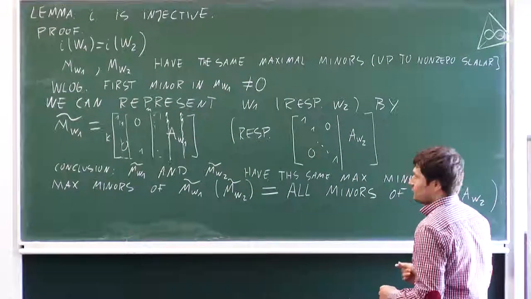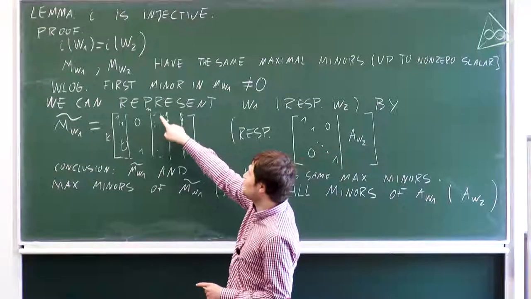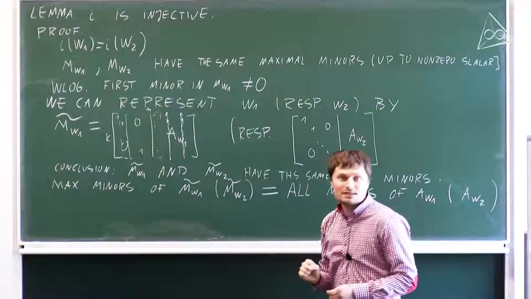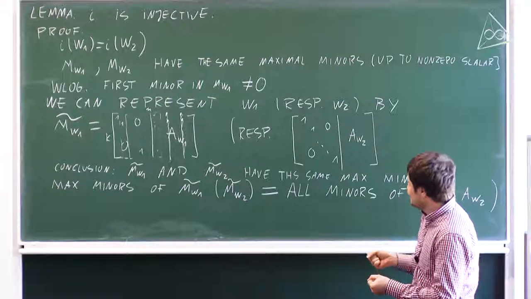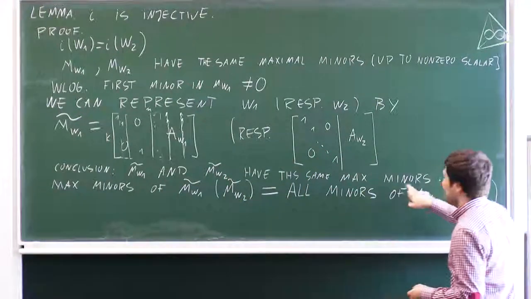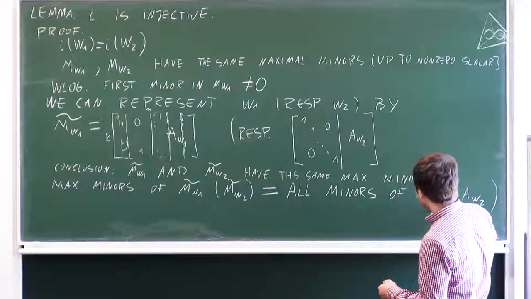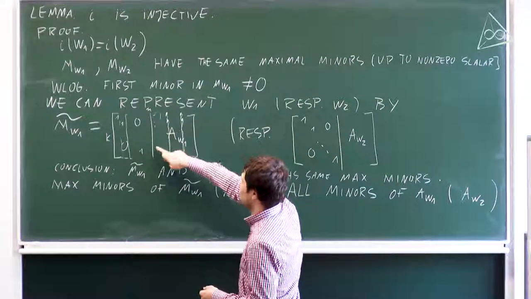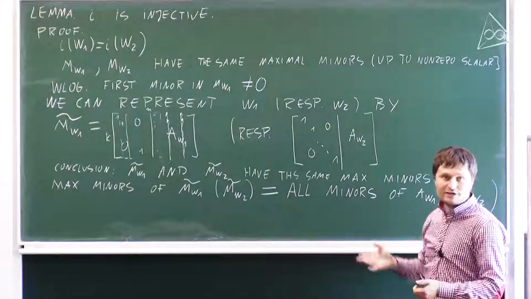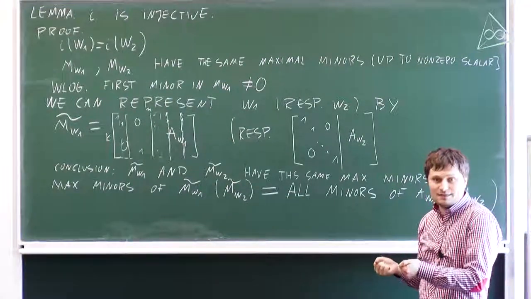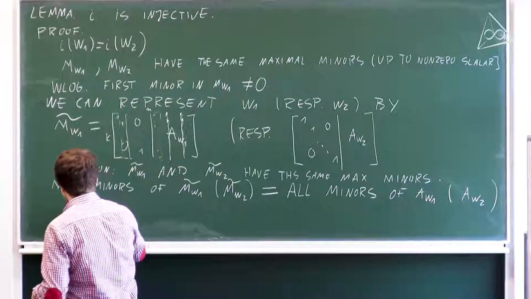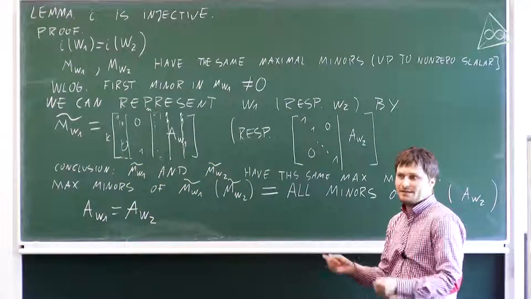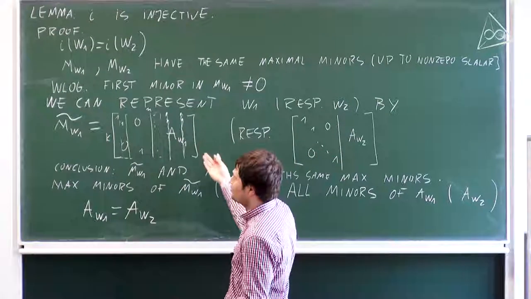And now the lemma is obvious. Why? Because very particular minors are entries, just like the first example. This was a 1 by 1 minor. So, in other words, we know that these matrices have the same maximal minors, but maximal minors are all minors of AW1 and AW2. So from these two facts, we see that all minors of AW1 and AW2 are equal. So all entries of AW1 and AW2 are equal. So AW1 is equal to AW2. Okay? But this means that the spaces are the same. We reconstructed the bases.